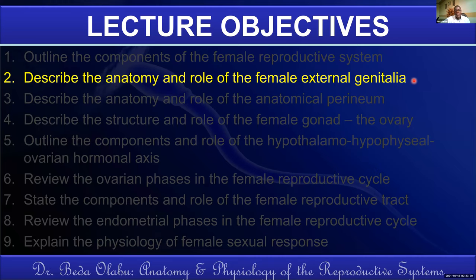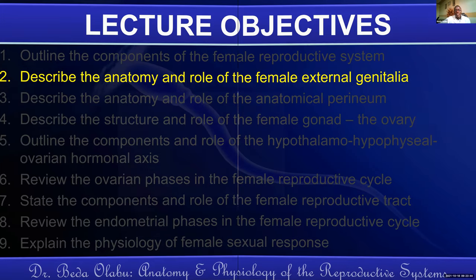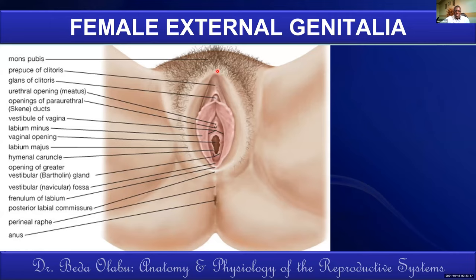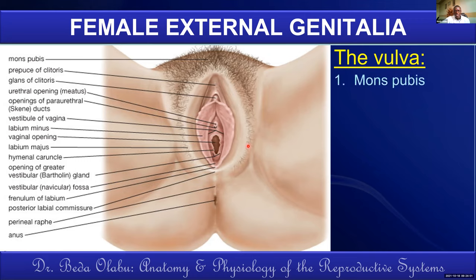So now let's look at what makes up the female external genitalia. When you talk of the female external genitalia, we are talking about the vulva. So basically, this is what we see from outside. So what are the components of the vulva? We have this raised part, which we call the mons pubis. The mons pubis is that raised part above the pubic symphysis. Usually this part is raised because it has some fat tissue just beneath the skin there that makes it raised.